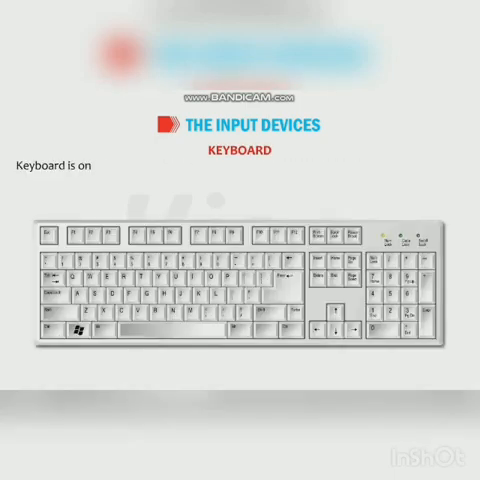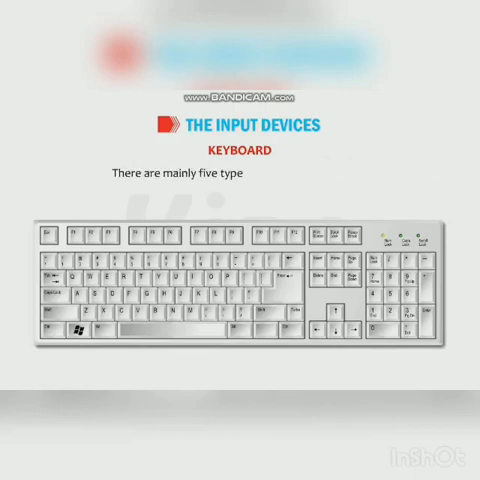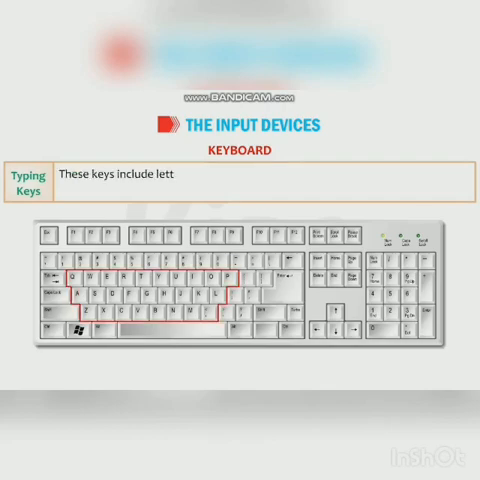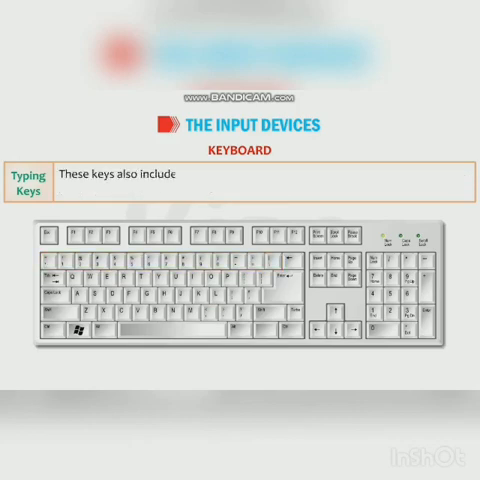Keyboard. Keyboard is one of the most important input devices used to input data and instructions into a computer. There are mainly 5 types of keys on a keyboard. Typing keys. These keys include letters, alphabet keys, numbers, number keys, punctuation, full stop, comma, colon, semicolon, single quote, double quote, and special symbols: plus, minus, dollar, etc. These keys also include the shift, caps lock, space bar, backspace and the tab keys.